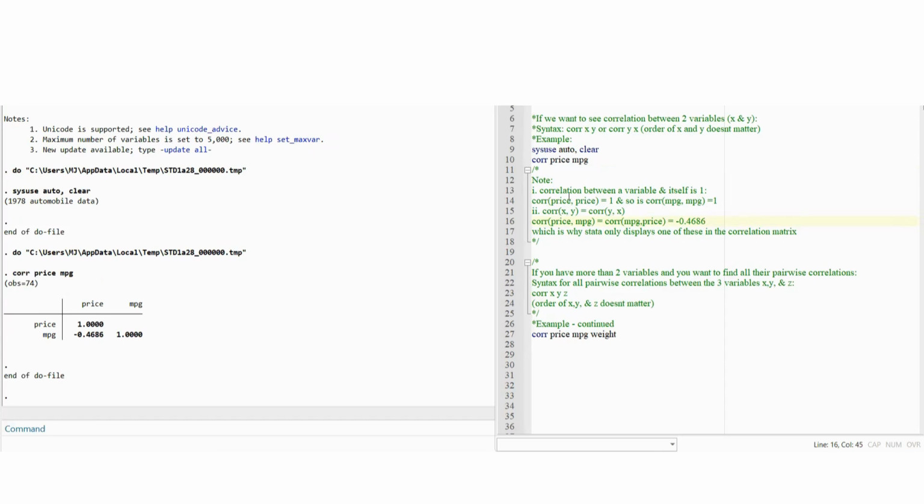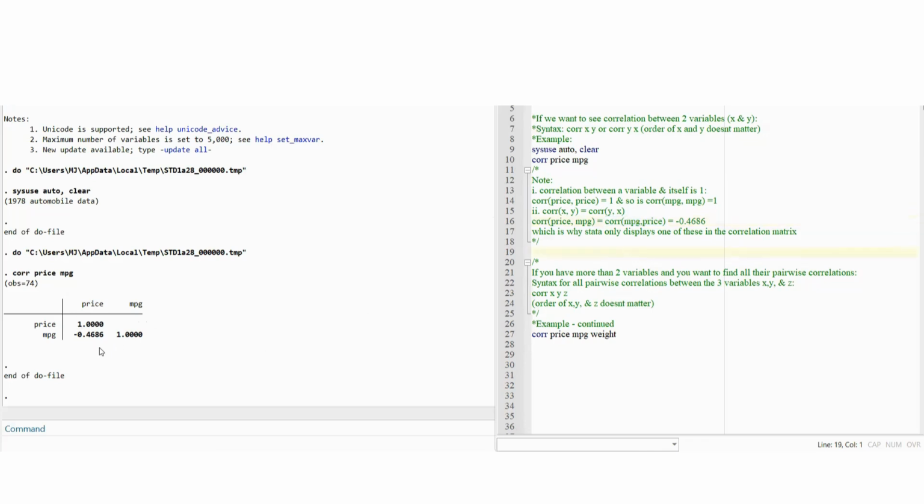One of the properties of correlation is that the correlation between a variable and itself is 1. We can see here that the correlation between price and price is 1, and between MPG and MPG is 1. Another property is that the correlation between x and y is equal to the correlation between y and x. That's why the order of x and y does not matter. So the correlation between price and MPG is the same as between MPG and price, which is minus 0.486, which is why Stata only displays one of these. It doesn't show the other because they are equal.